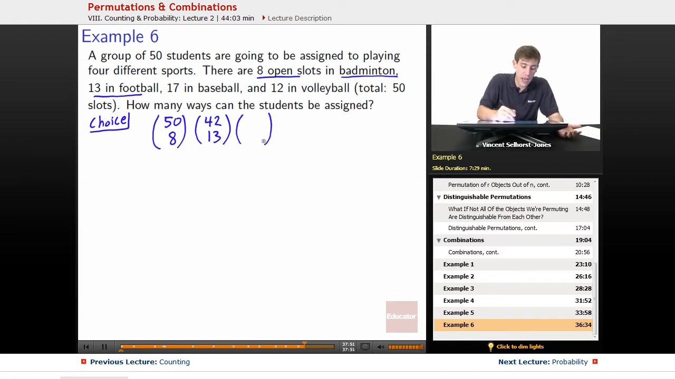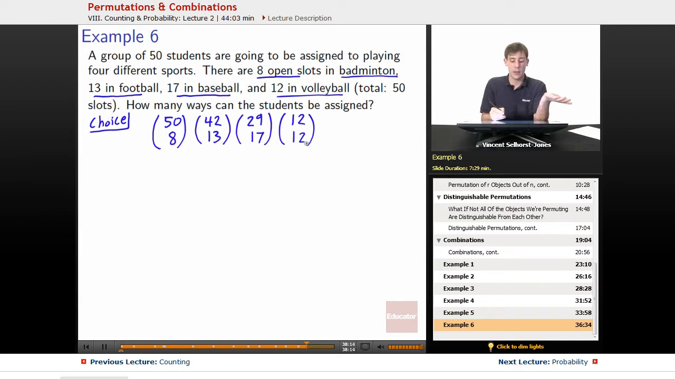Next, let's look at how many we can put into baseball. Once again, we have to reduce the student pool that's left by how many people we've already put in for other things. We already had 13 go into football from 42. So 42 minus 13 becomes 29. And now we are choosing 17 for baseball. And finally, 12 for volleyball. 29 minus 17 means we have 12 students left, and of course every single one of them is automatically going to be chosen for volleyball. Choosing 12 students out of 12, every one of them is going to have to go into volleyball because they're the group left over.